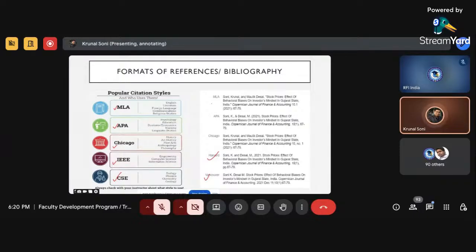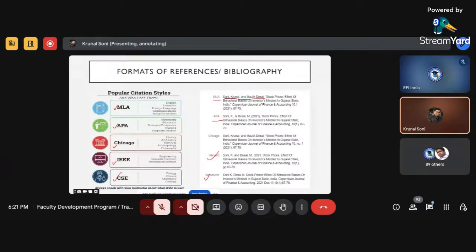For a comparison, I just wanted to show you one comparison between MLA and APA style. So the same content, this is one of my papers for which I have taken the various citations from Google Scholar. So you just see this particular aspect. If you see this, you can see the name of the authors in terms of last name and first name, Sony Krunal, right, and Maulik Desai. So the second author's name has been written like first name and last name.